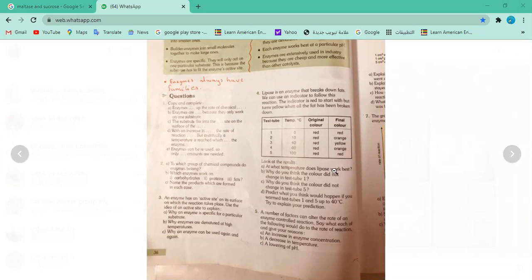But yes, for those enzymes that are working in low pH, their activity will not be affected. They will not be inactive because they are working in low pH, right? So it depends on the nature of enzyme.